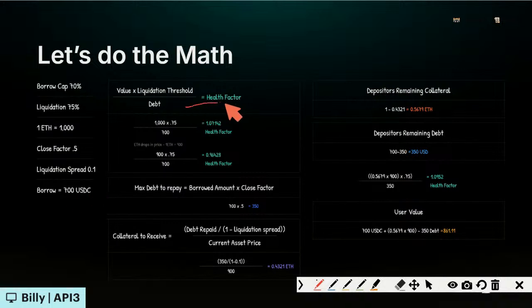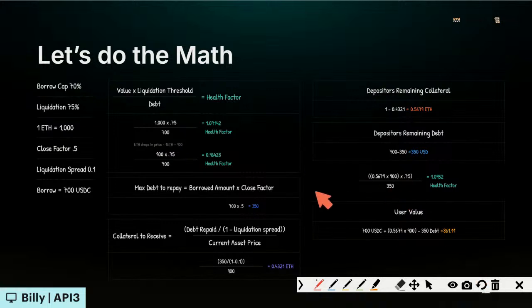We're going back to the original formula: the collateral value times the liquidation threshold, over the debt, equals your health factor. So we know that with $1,000 at the liquidation threshold, we can borrow $700. Our health factor is 1.07. We are dangerously close to getting liquidated, right? So ETH drops to $900 just overnight, like a little flash crash.